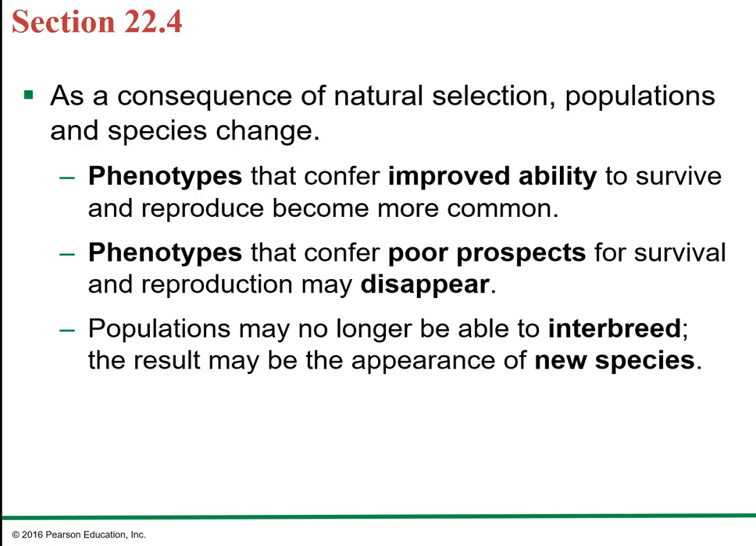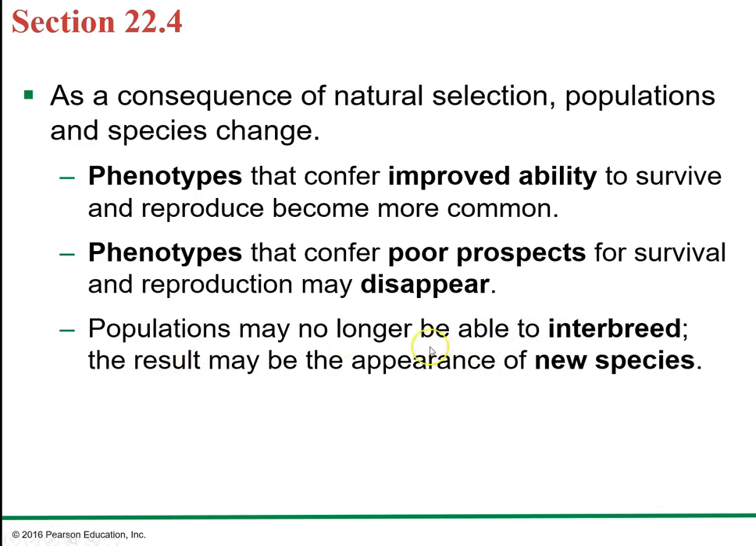So as a consequence of natural selection, we will have changes in populations. We talk about Hardy-Weinberg as being a tool which population geneticists use to measure allele frequencies and genotype frequencies in a population, and then they can look to see how those frequencies change over time. So phenotypes that improve the ability to survive will become more common, and phenotypes that provide a disadvantage will start to disappear or be reduced. They could actually disappear totally at some point.